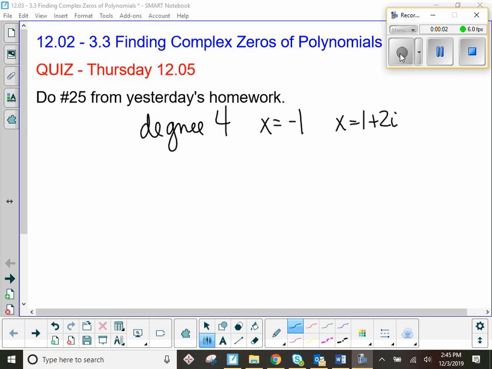Which one of these, the -1 or the 1 plus 2i, has a complex conjugate? The 1 plus 2i, right? So what's its conjugate? 1 minus 2i. These are conjugate pairs.